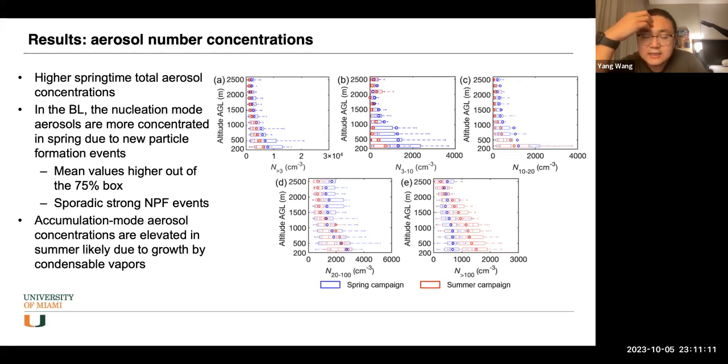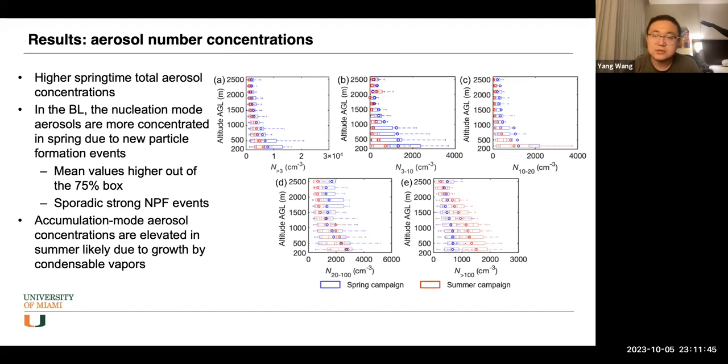And then in the Aitken mode, in the boundary layer, the summer campaign and spring campaign have relatively similar total aerosol concentration or Aitken mode aerosol concentrations. And during the summer campaign, there's a higher concentration of the accumulation mode aerosols in the boundary layer. But you see that overall, the springtime has a higher concentration. So you can see this higher concentration of aerosols is mainly contributed by the nucleation mode that were shown in these two panels.